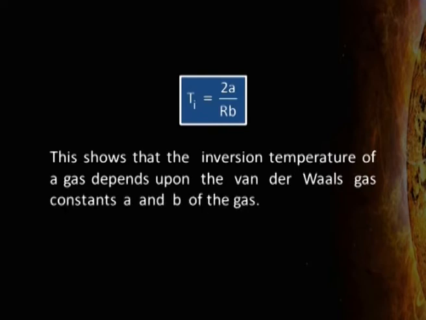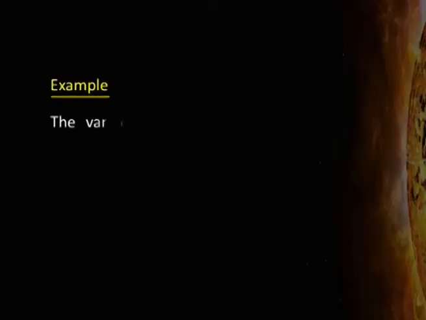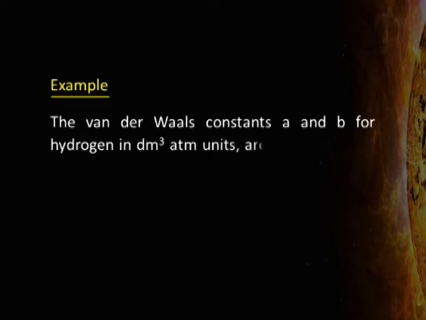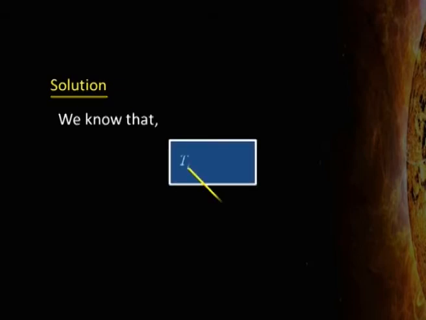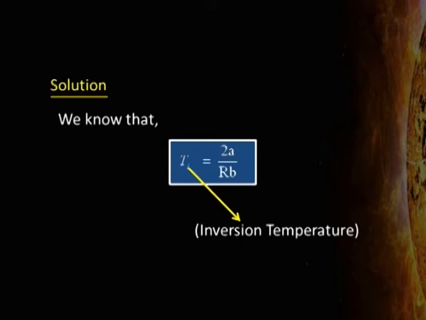Let us practice an example to calculate the inversion temperature. The van der Waals constants A and B for hydrogen in decimeter cube atmosphere units are 0.246 and 2.67 into 10 to the power minus 2 respectively. Calculate the inversion temperature of hydrogen. We know that Ti, that is inversion temperature, is equal to 2A upon Rb.